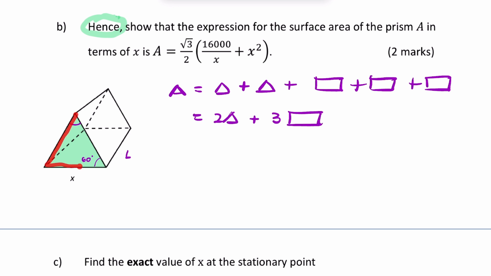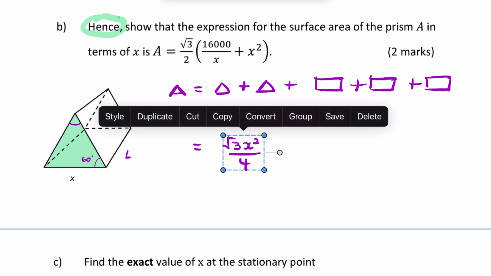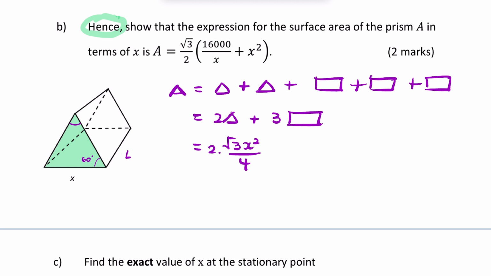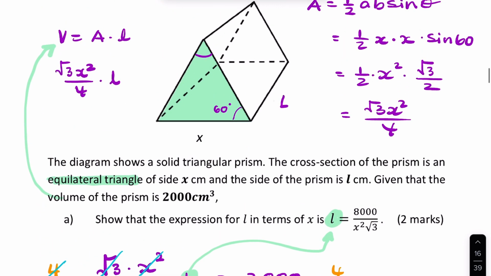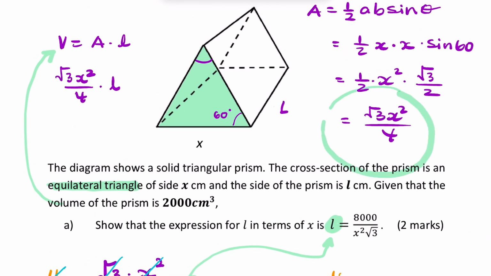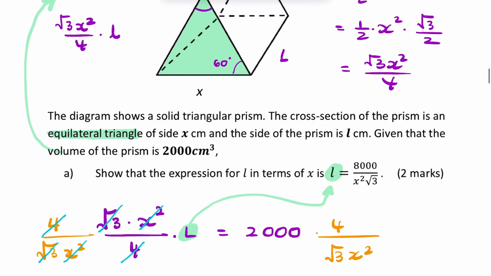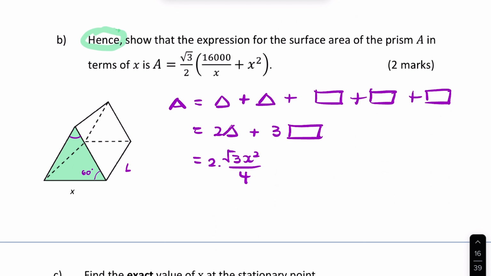Now the triangle, the area, we've already agreed that we can find that by saying it's root 3 x squared over 4. And there are two of them, so it'll be 2 times that. Where did we find that? We said it up here. We said the area of a triangle is root 3 x squared over 4. So that's the front triangle and the back triangle.